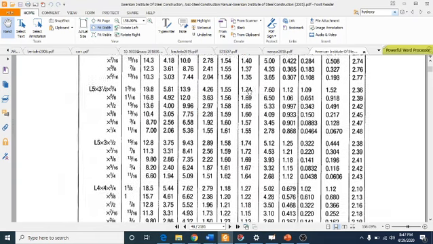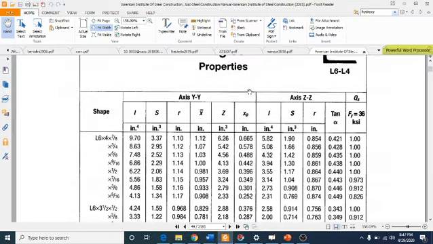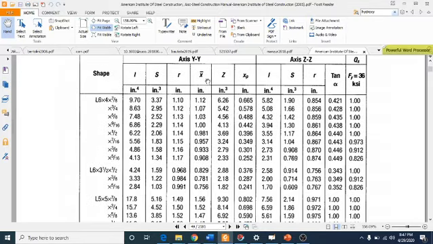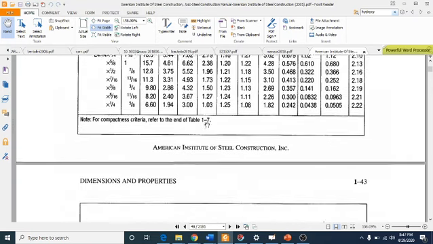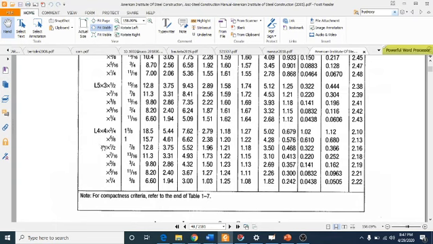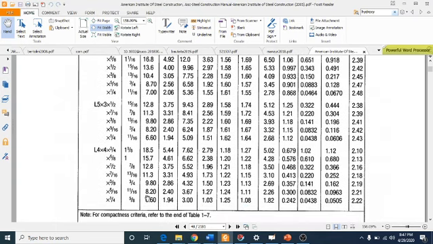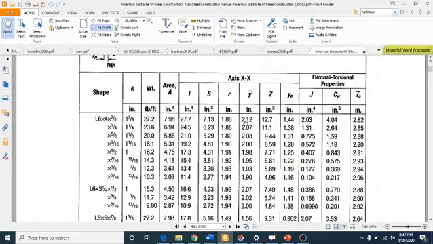Okay, and if I go downwards, I can also find a column under x dash. This is the centroid along the x-axis. For my angle 4 into 4 into half, the value in the third column says 3.75. This is the area of the angle, and in the seventh column I see 1.18. This is the centroid along the y-axis.